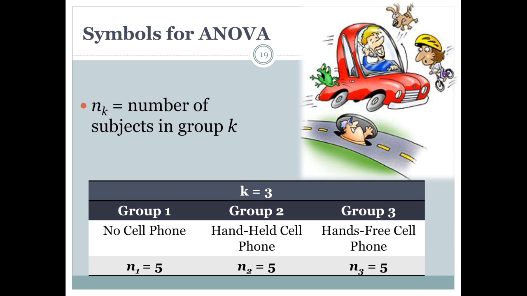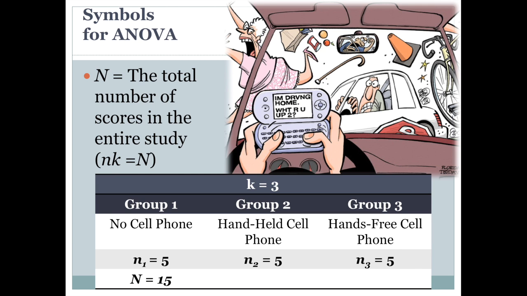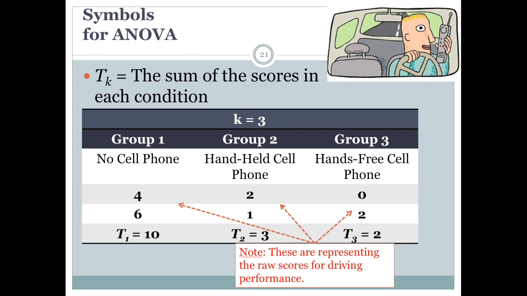And we have 5 people in each group. So nk, n for the first group is 5, and for the second group is 5 again, and 5 again for the n for the third group. Now, big N is still 15, right? Or if you just add up all the little n's, 5 plus 5 plus 5. You don't have to necessarily have equal sample sizes, but in this example, I'm using equal sample sizes.